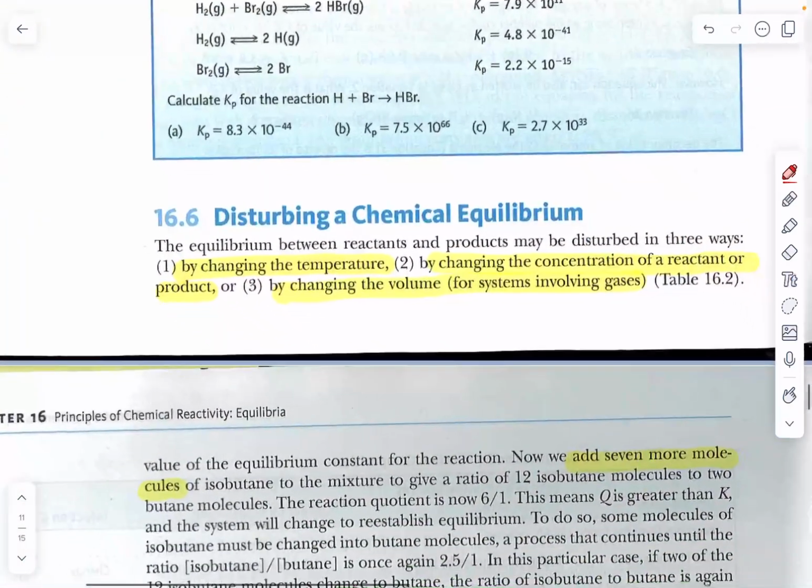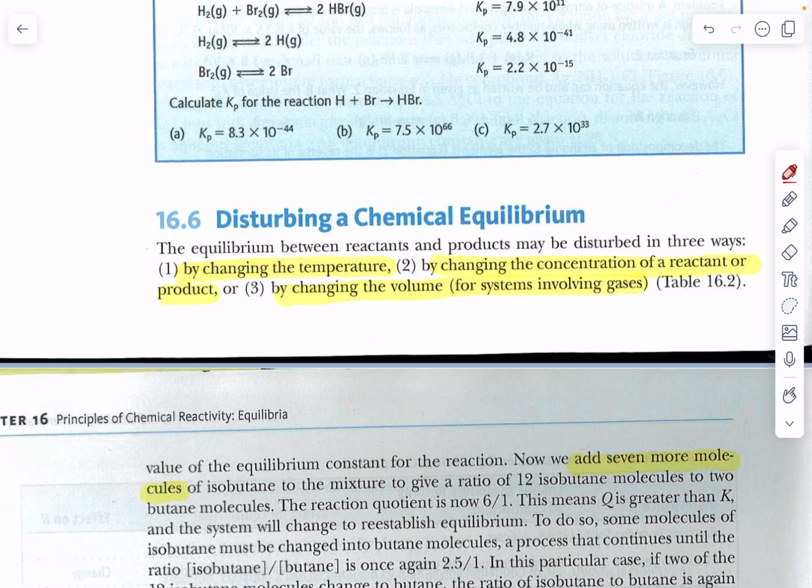All right, disturbing equilibrium. Here's where we pick up with Le Chatelier's principle. Remember, Le Chatelier's principle applies to both physical and chemical systems at equilibrium. Right now, we're looking at chemical equilibrium, not physical equilibrium, like when you might have ice in water or water vapor trapped in a container above water. So the equilibrium between reactants and products may be disturbed in 3 ways, and we're going to look at each of these 3 ways on the next page.